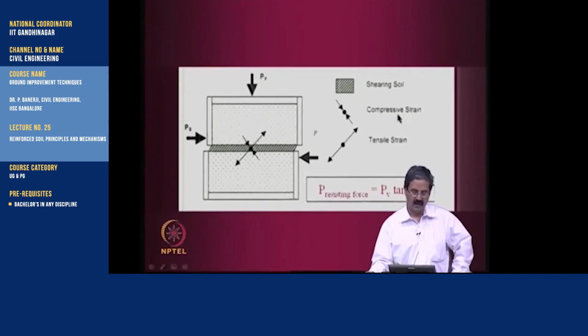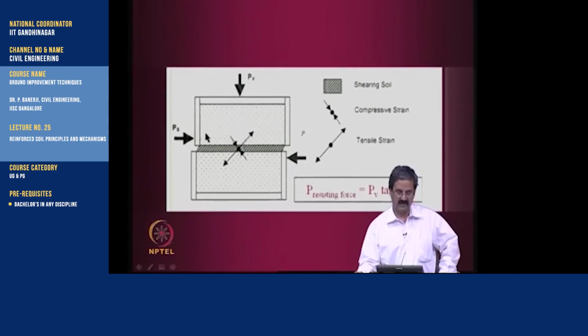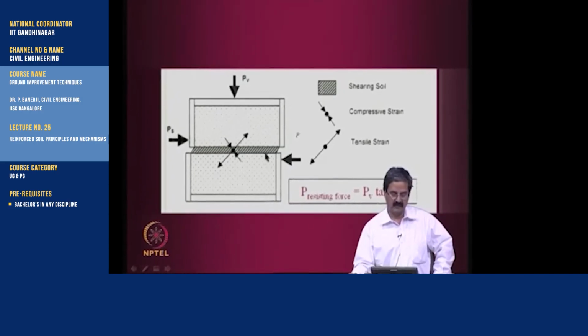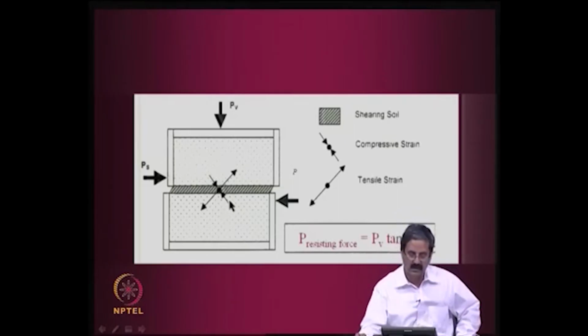This is analogous to a direct shear box. You apply some vertical force, there is a shear force, and this is a soil without reinforcement. In this soil element under shear, because of the movement in this direction, it is compressed in one sense, so there is a compressive strain, and in this direction there is a tensile strain. A tensile stress acts in this direction and a compressive stress acts in the perpendicular direction. And how do you get the shear force? Assuming it is sand, shear strength is c plus sigma tan phi, or the resisting force is nothing but P_v tan phi.